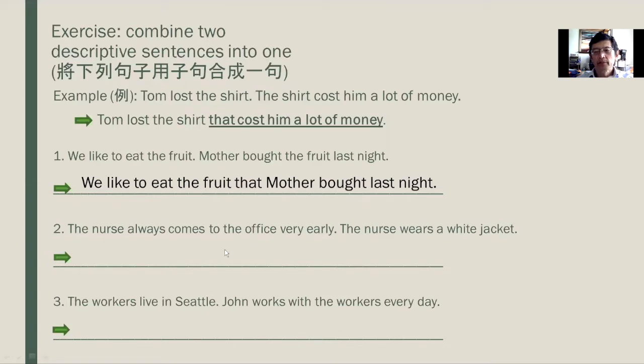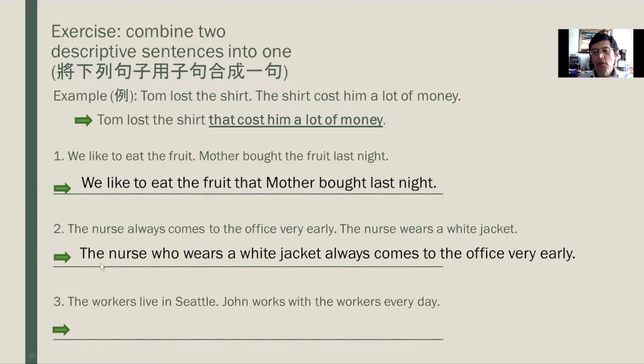Number 2. The nurse always comes to the office very early. The nurse wears a white jacket. Think about how you would combine these 2 sentences into one. The nurse who wears a white jacket always comes to the office very early. So here we use the connecting word, the clause word, who.